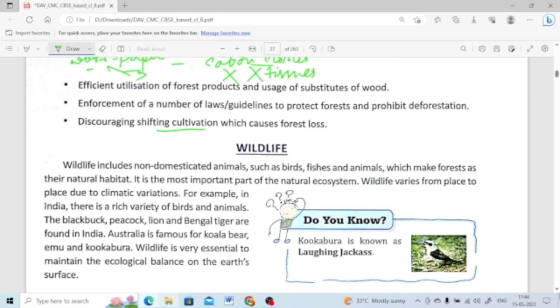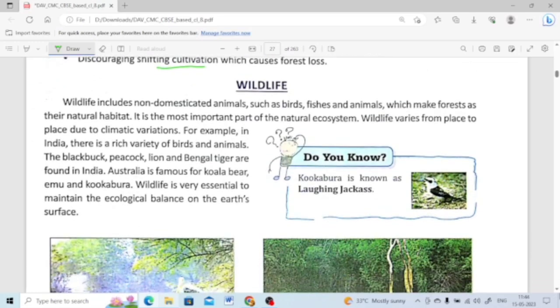Wildlife includes non-domesticated animals such as birds, fishes, animals which make the forest their natural habitat. It is the most important part of the natural ecosystem. Wildlife varies from place to place due to climatic variation. For example, in India there is a rich variety of birds and animals. Wildlife is very essential to maintain the ecological balance on the earth's surface.